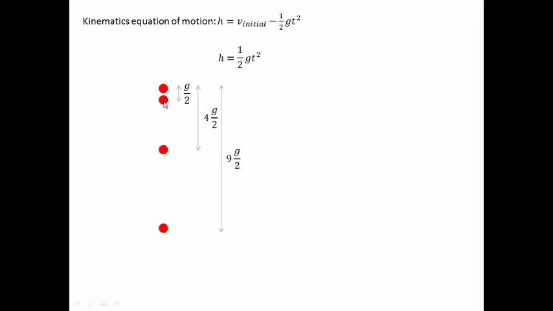As for the distance travelled between each second though, you can see that between these two balls, the distance is equivalent to g over 2. Between the second stop and the third stop, the distance is 3g over 2. And between the third stop and the fourth stop, the distance is 5g over 2. Therefore, from this we can infer that the ratio is actually 1 to 3 to 5.